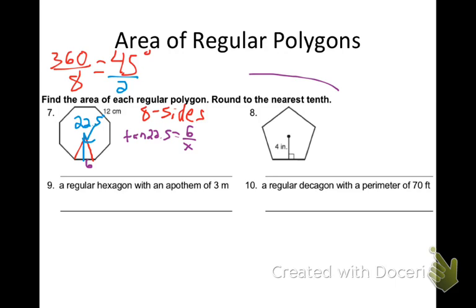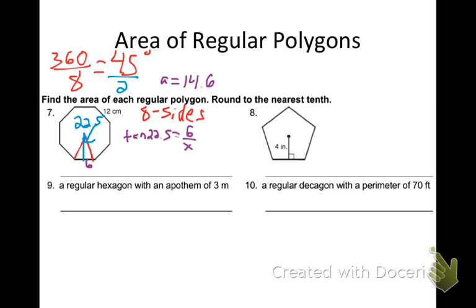Now when we're doing these, you can round everything to the nearest tenth. It does say round everything to the nearest tenth, just so you will be using a calculator and get decimals. What's that then? Tangent 22.5 equals 6 over x. What's x have to be here? 14.6 then? Let's go to about 14.6. So my apothem, a, equals 14.6.